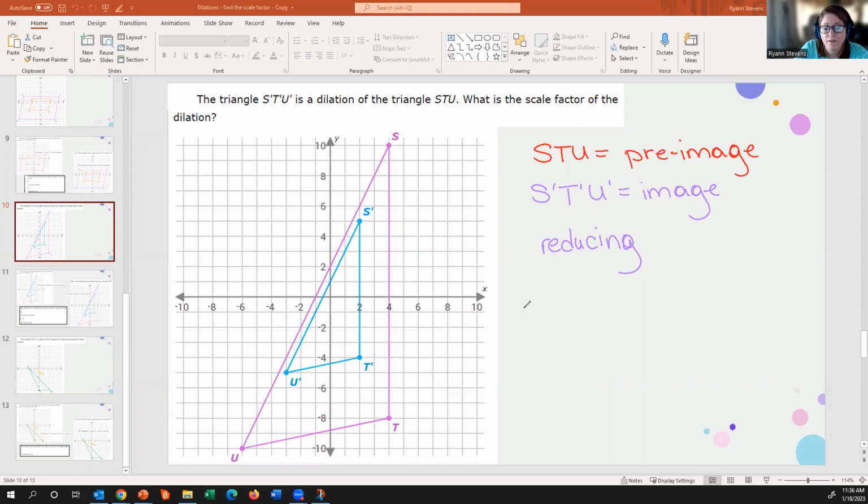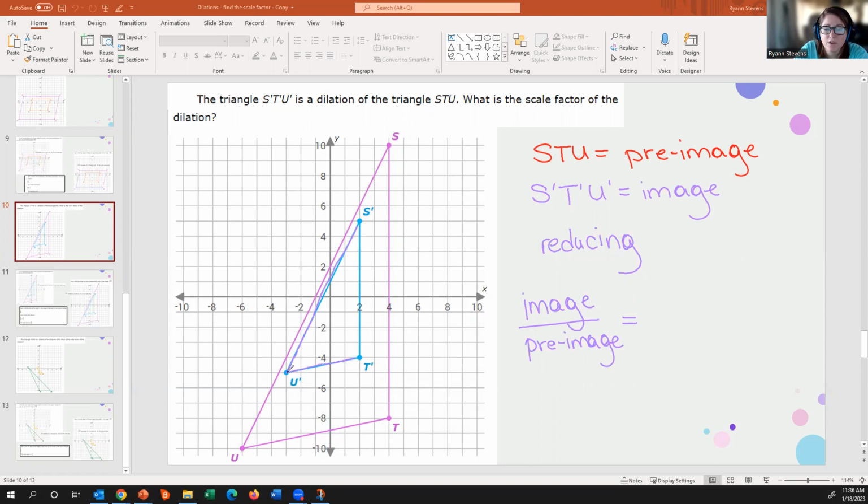Now I have my image in the numerator and I have my pre-image in the denominator, and I am going to look at the sides. Now with this one, this side would not be a good side to use because again, we'd be finding slope.